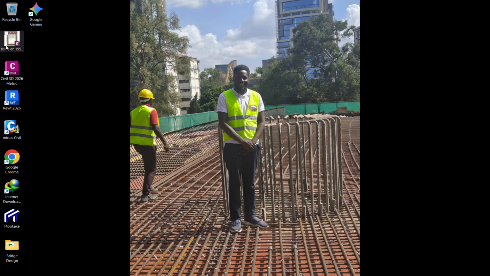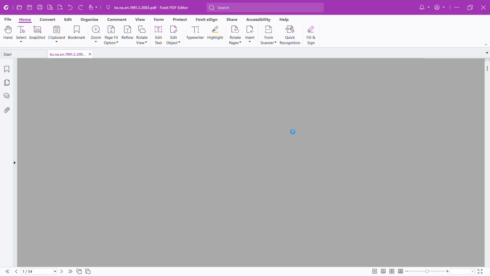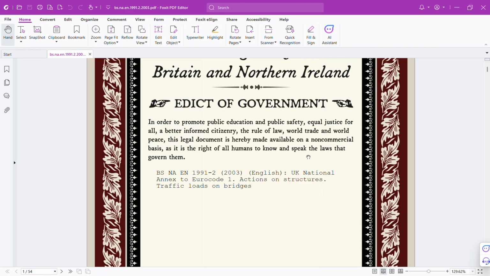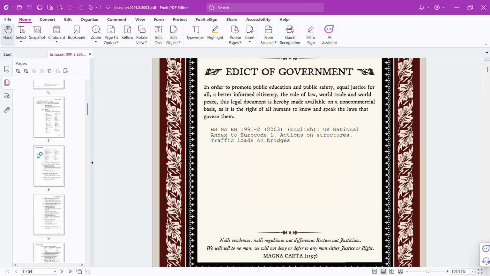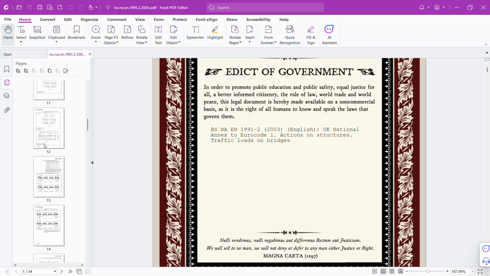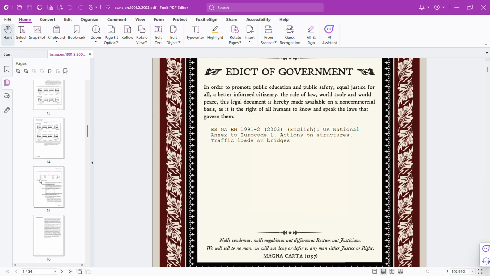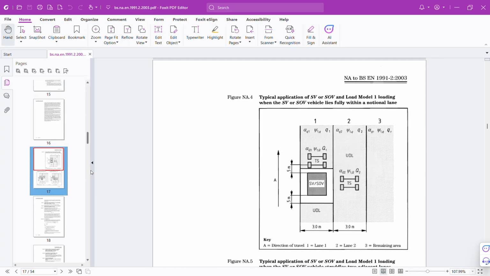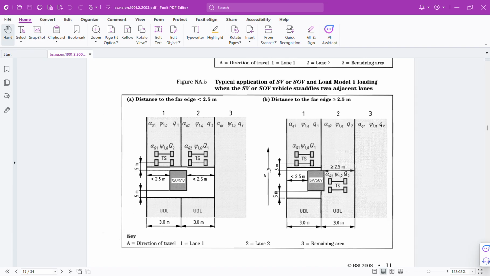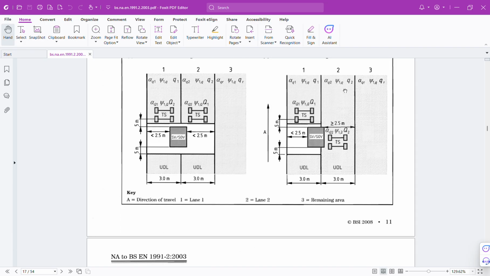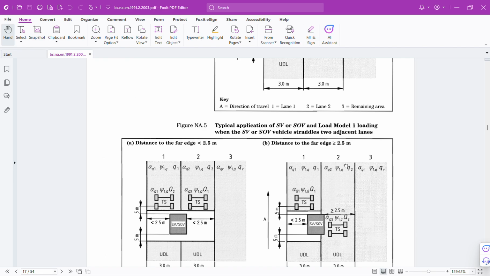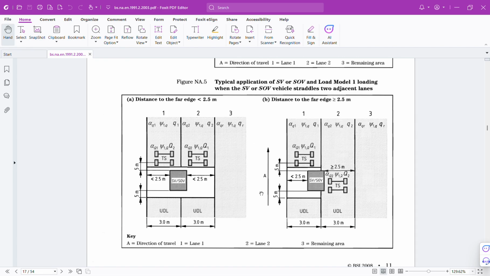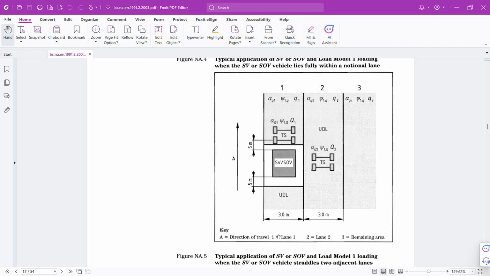Let me open the Eurocodes. This is the national annex, the British national annex to the Eurocodes. So the other ways for applying load model 3 are these, but in practice, we mostly use this one.